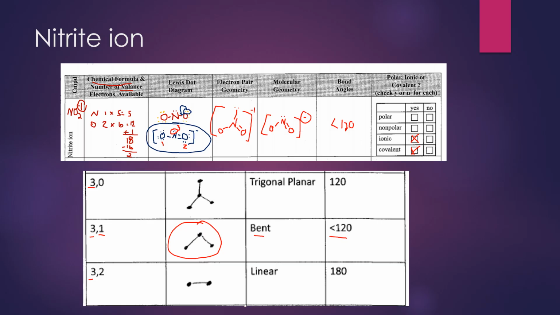And one of those rules said, if there's a lone pair on the central atom, it's going to be a polar molecule. So I'm going to click yes to polar because there's a lone pair on the central atom. And if you do the dipole moments, you'll see that they don't cancel. So for the nonpolar, I will select no. So that's how you complete this chart.